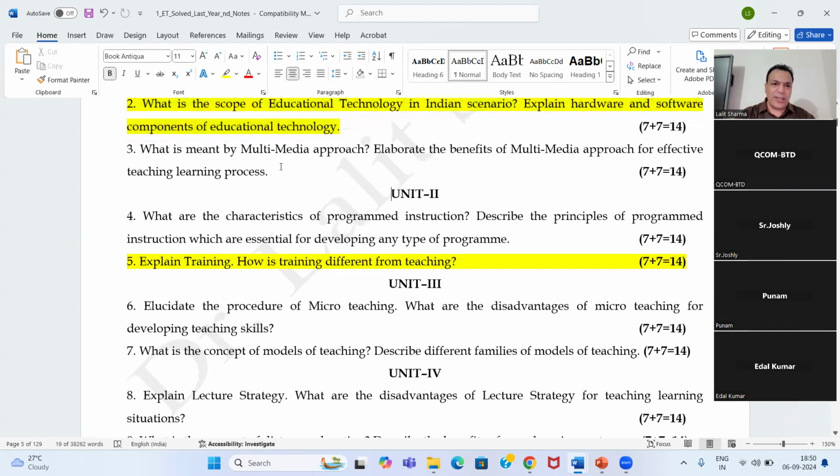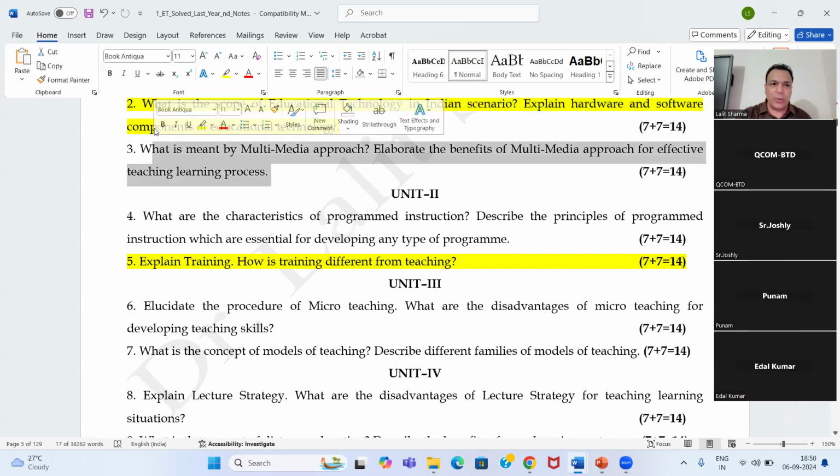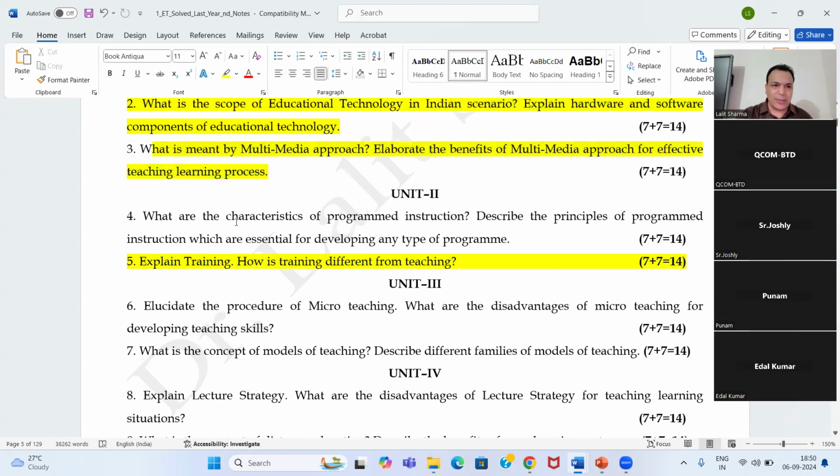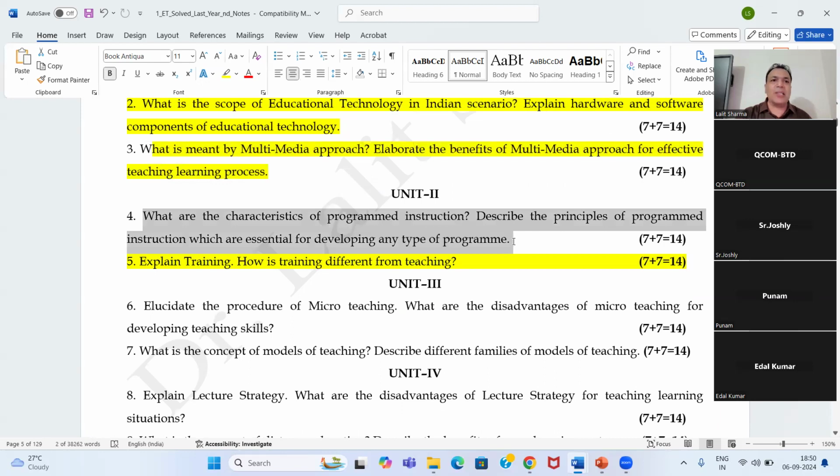Now we discuss the multimedia approach. You can learn it. It is again easy for you because the concept is clear to you, right? You can see it. Next, under unit second, we discuss the characteristics of programmed instruction or programmed learning, right?